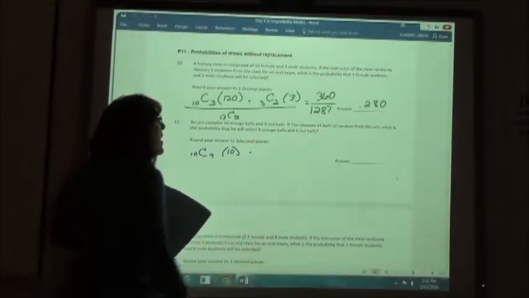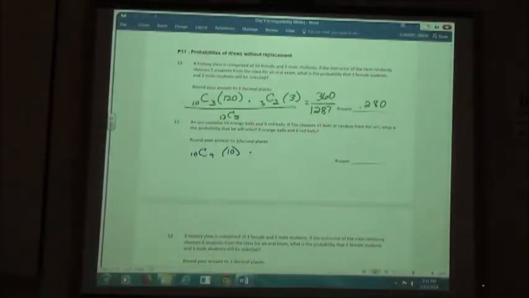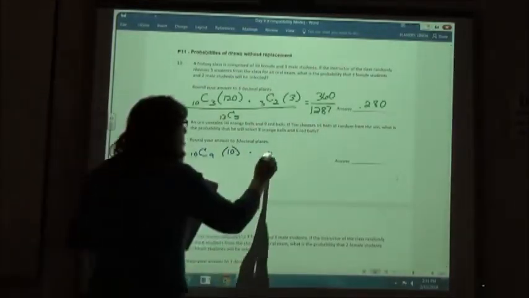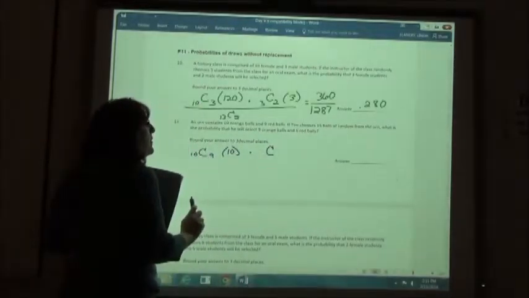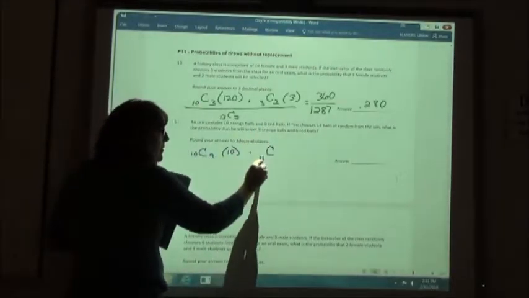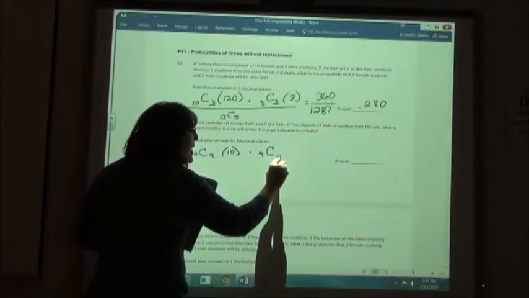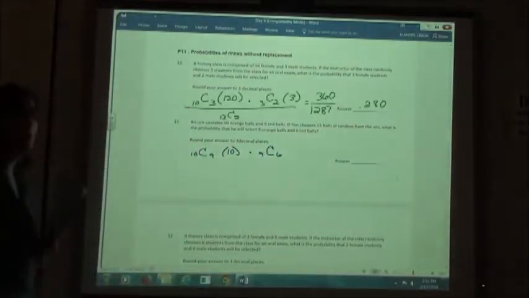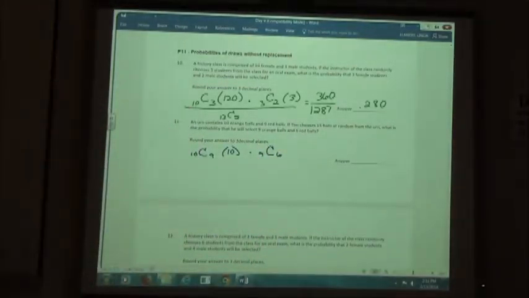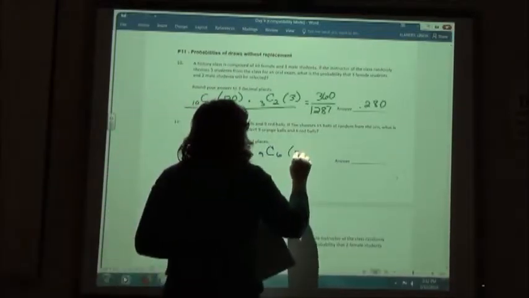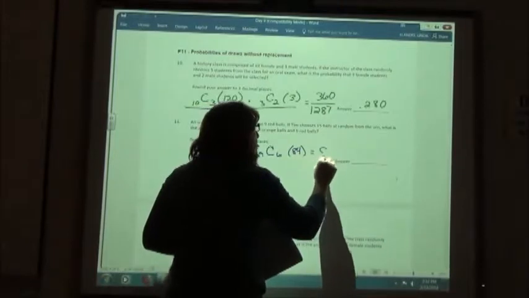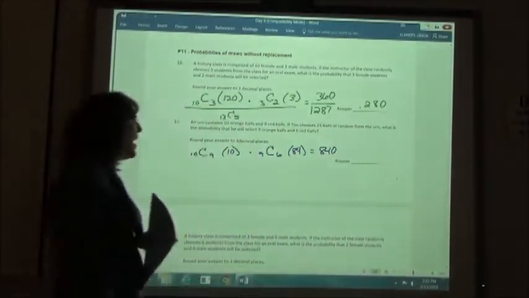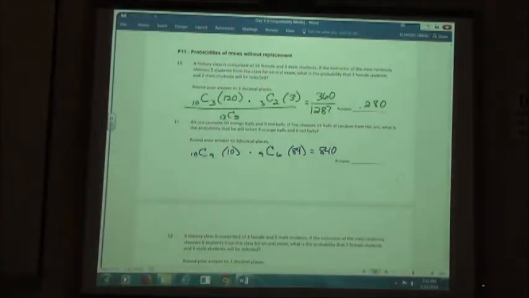I'm going to multiply it by my probability for my red. For my red, I'm going to do a combination of 9 red balls, and I'm going to take 6 at a time, so I would end up with 84. 10 times 84 gives me 840 on the top, right?